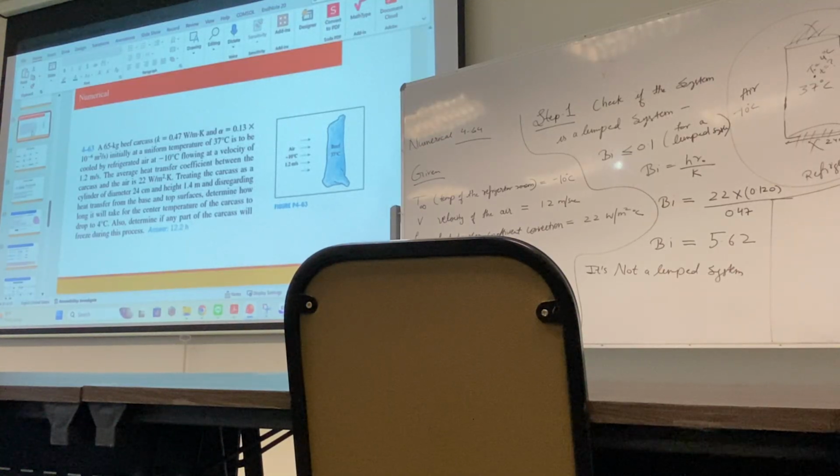So this question has a second part as well. Also determine if any part of the carcass will freeze during this process. So the freezing we are assuming will happen. Of course, it will happen first at the surface, right? At the surface of the carcass, it will start freezing, right? So we will check what is the temperature at the surface of the carcass.